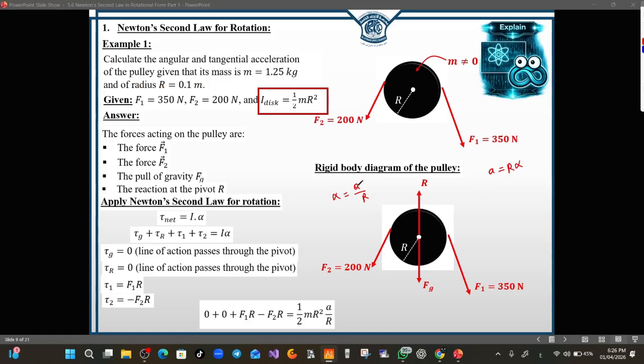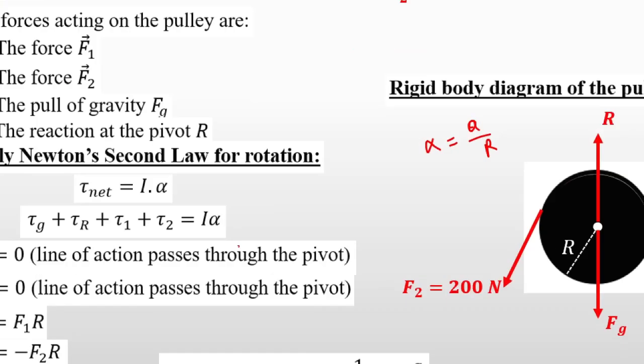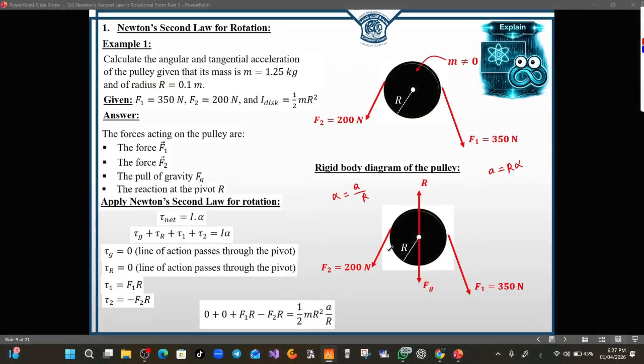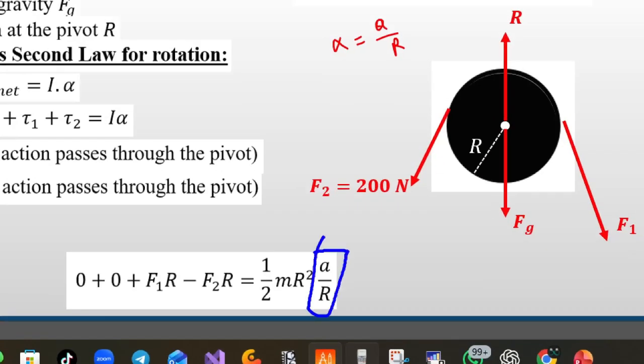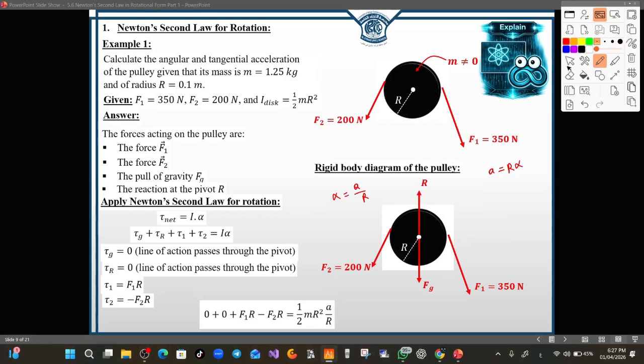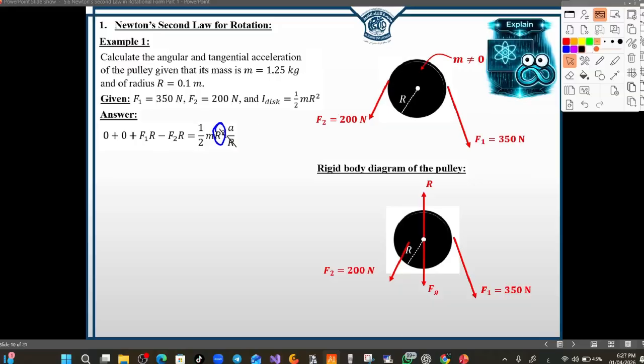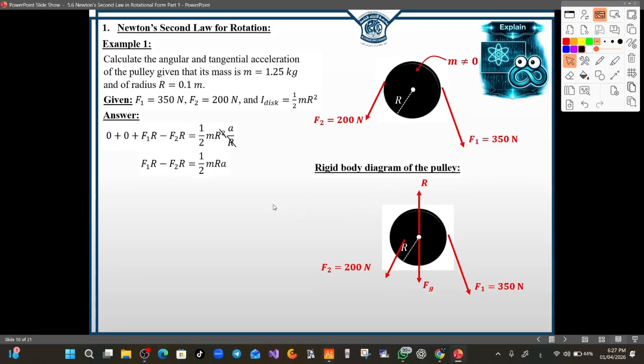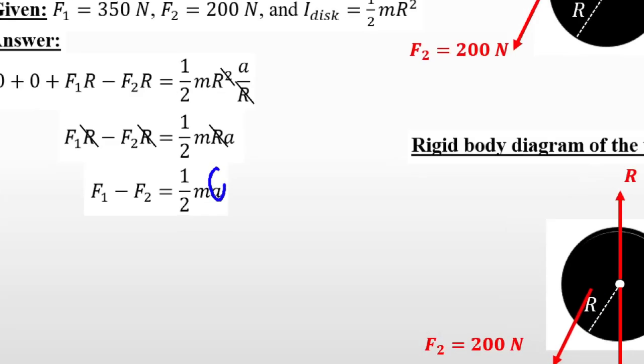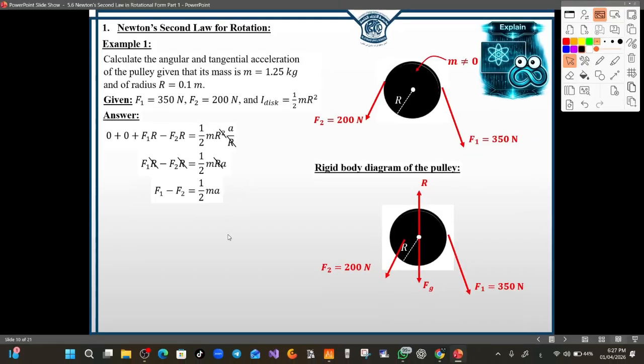So alpha is equal A over R, so we just need to replace alpha with A over R, and this is what I did here. R with R cancelled out, and here we will have survived R. Now, if we took the R as a common factor from the left-hand side, we can cancel it with the R on the right-hand side. And finally, we'll get F1 minus F2 equals half MA. This is A and not alpha anymore, because we have replaced it.